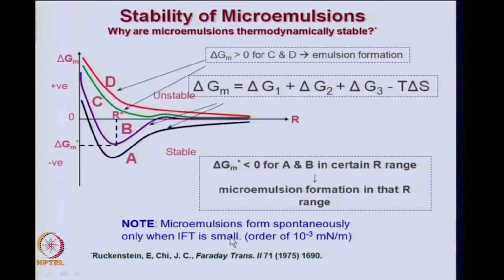of R. Now, whenever the microemulsions are forming spontaneously, it can only do that when the interfacial tension is very small, and that is what we mentioned earlier, that the interfacial tension is small, of the order of 10 to the power minus 3 millinewton per meter. Around that order the microemulsions form. If the interfacial tension is large, then it will not lead to stable microemulsions.